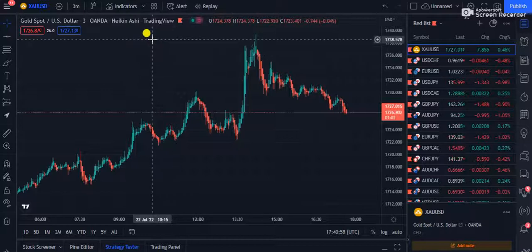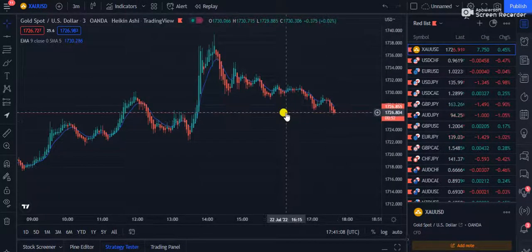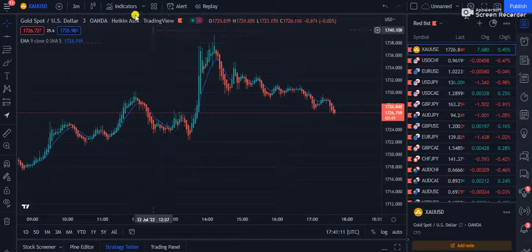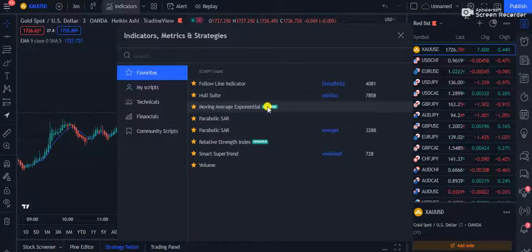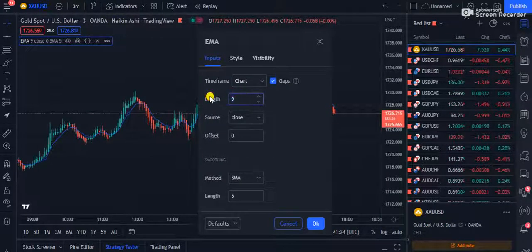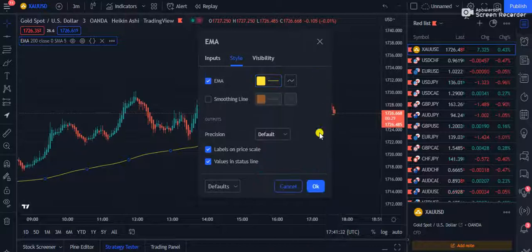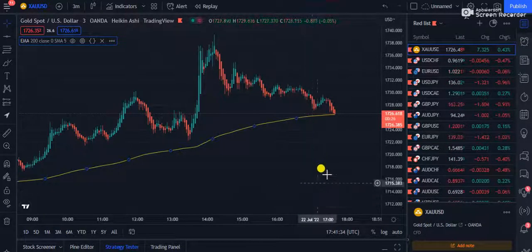Okay, so now we are moving towards the strategy, and the strategy is very simple. First of all, what we will need is the exponential moving average. Please note that we are not going to use any moving average from any author. We are just going to use the simple moving average, the one marked as updated, by no author. Now we go to the settings page of this moving average, change the length to 200, then come into the style section, where we want the EMA to look yellow, and then press OK.